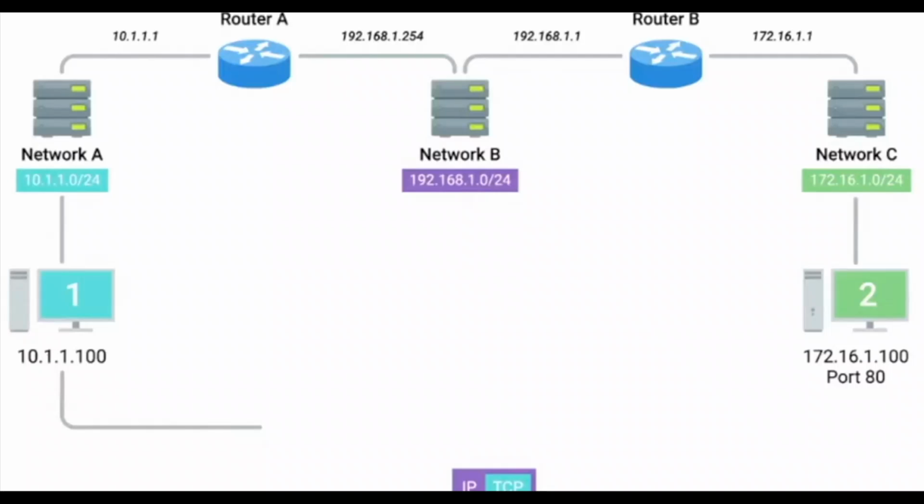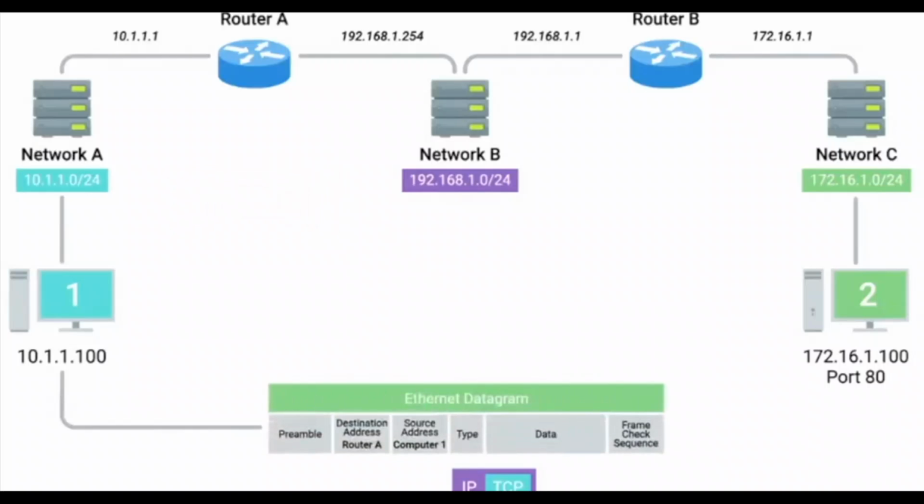which it now knows has a MAC address of 001122334455. So an Ethernet frame is constructed. All the relevant fields are filled in with the appropriate data, most notably the source and destination MAC addresses.